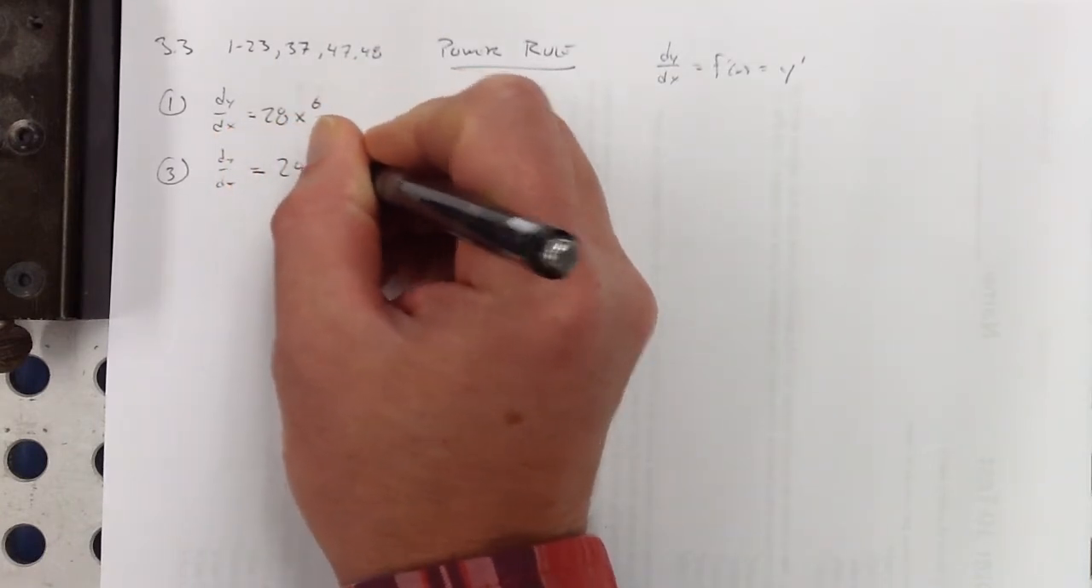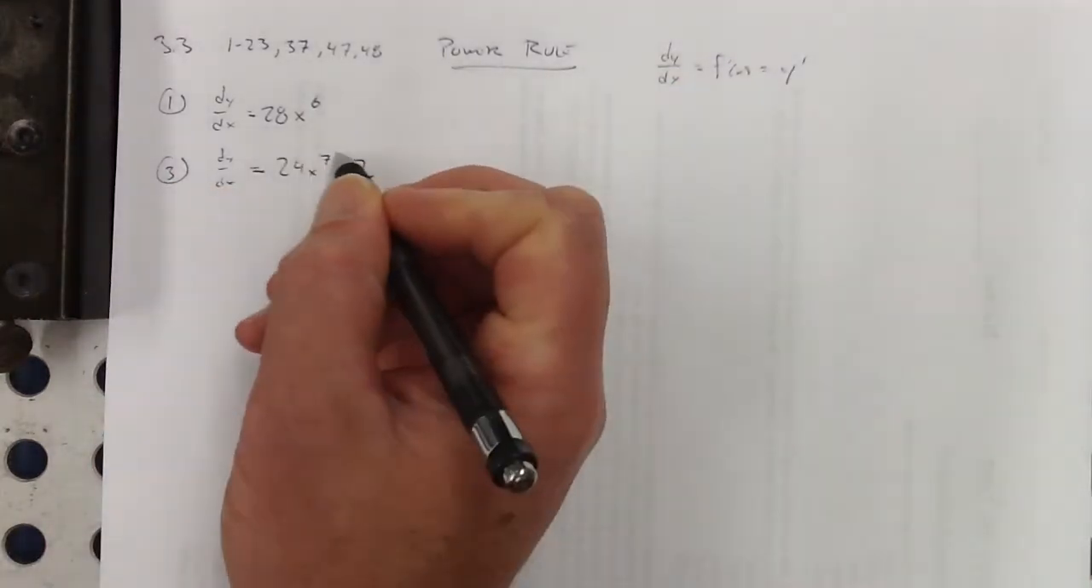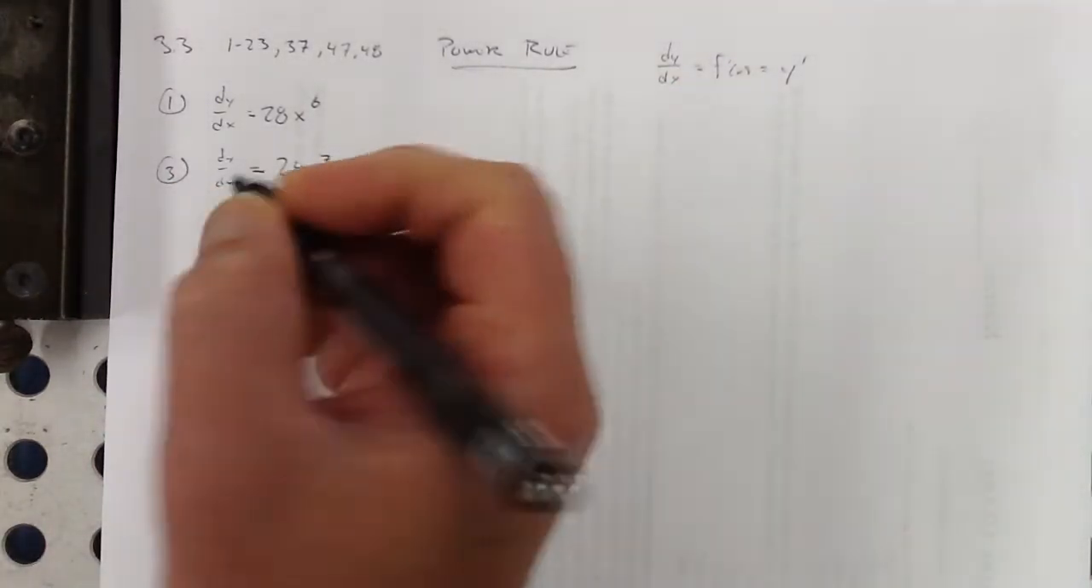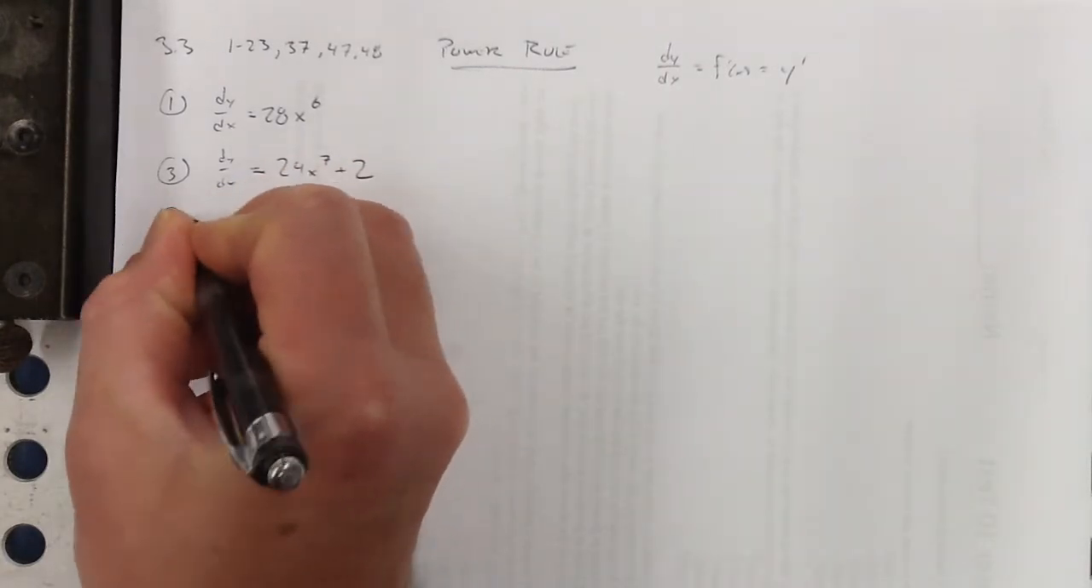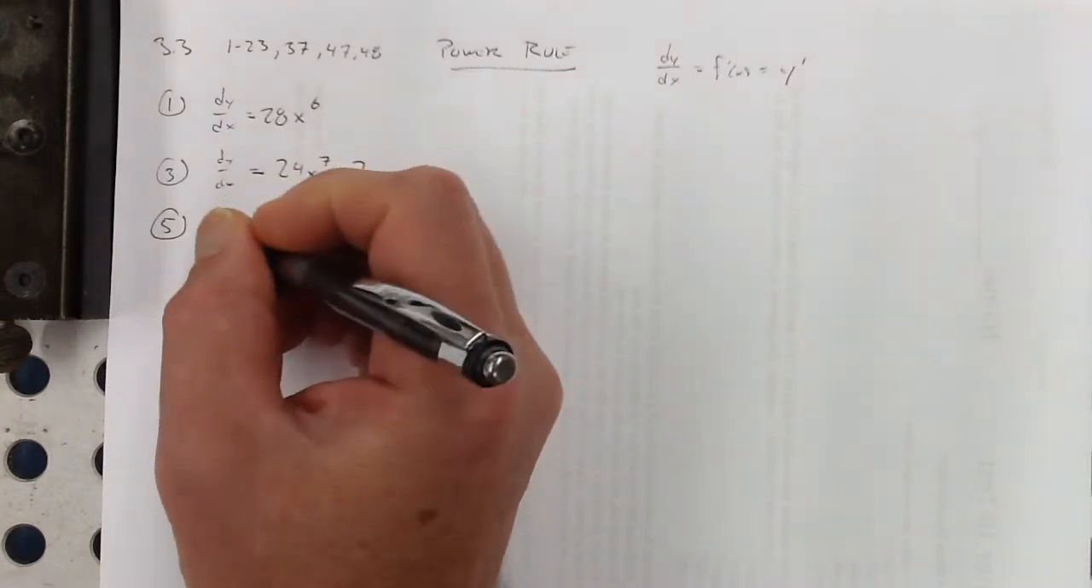24x to the 7th plus 2. This is easy, right? Just kick that exponent down. It multiplies to something out in front if there is something, whatever coefficient, and then you drop the exponent by 1. That's the power rule.